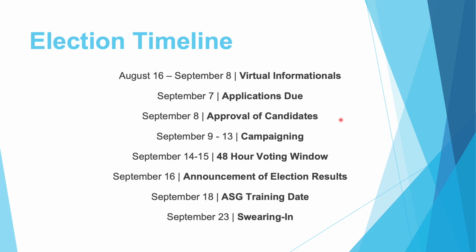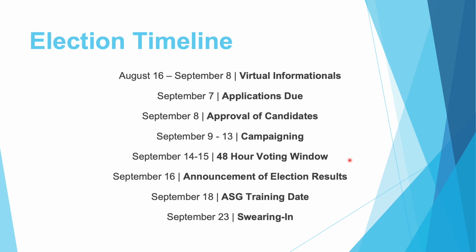During this time you work to get the word out about yourself, promote your platform, and push as many people as you can to vote, and to vote specifically for you. Following this campaigning window, we have two days, September 14th and 15th, for voting. This is where your constituents can make or break your leadership career. I'm just kidding, it's not that dramatic. In a nice way, they use their voting ability to decide who they want to represent them.